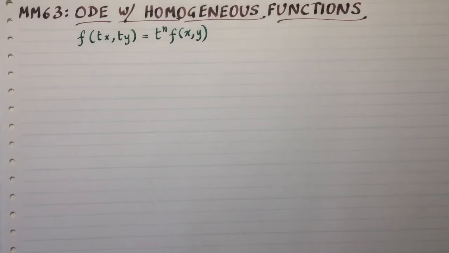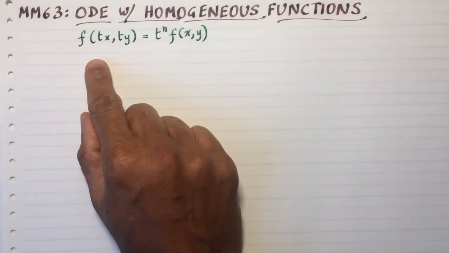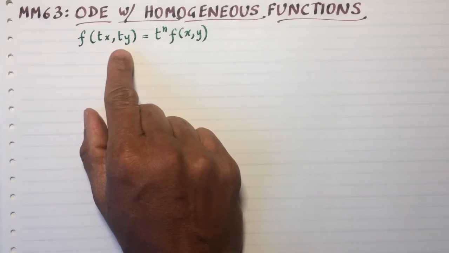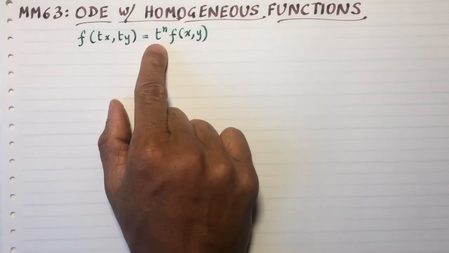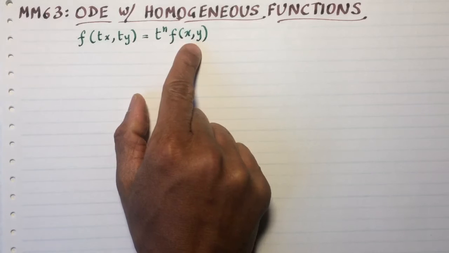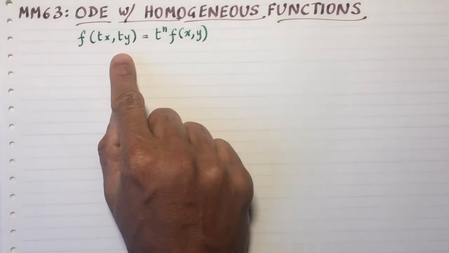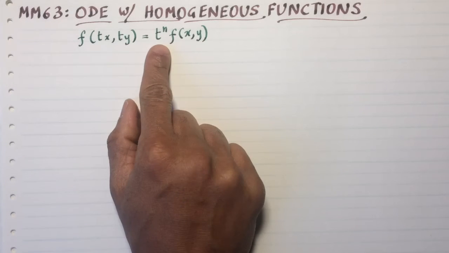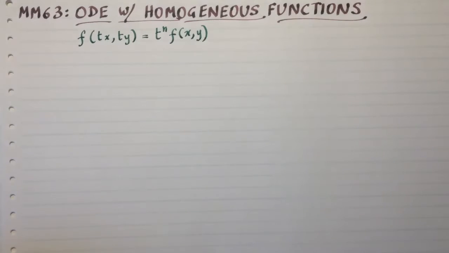Let us talk about solving ordinary differential equations with homogeneous functions. A homogeneous function is a function that satisfies the following property: f of tx, ty is the same as t to the power n f of x, y. The order of the homogeneity is said to be n in this case. So let's apply this to solving a concrete problem.